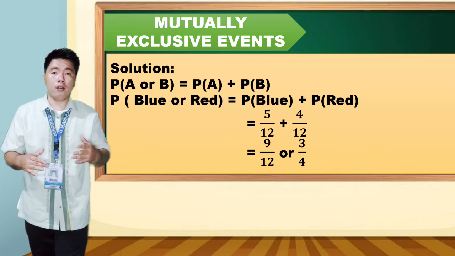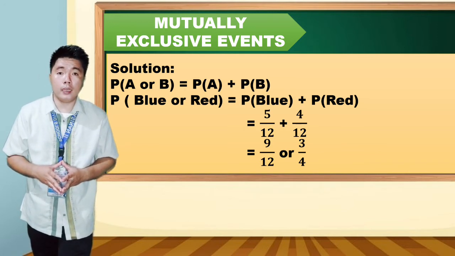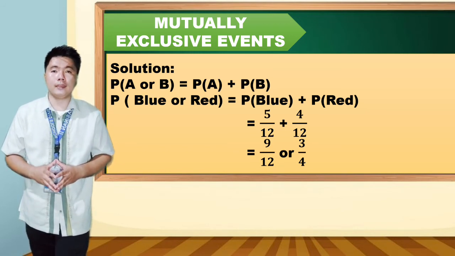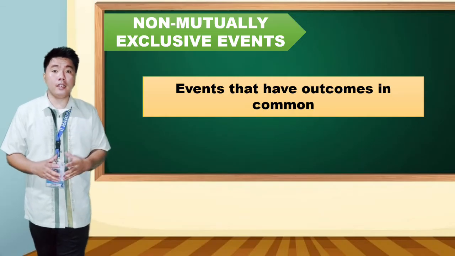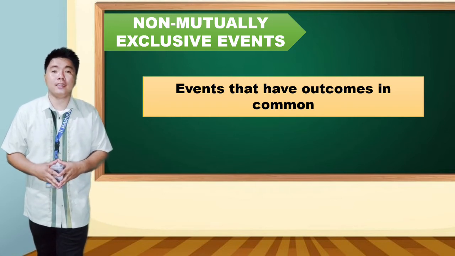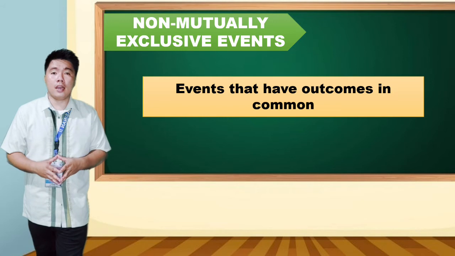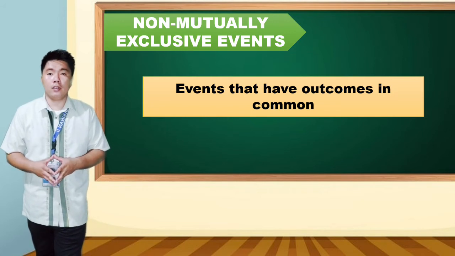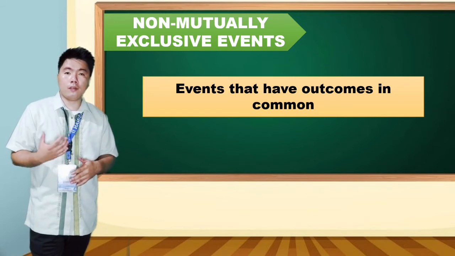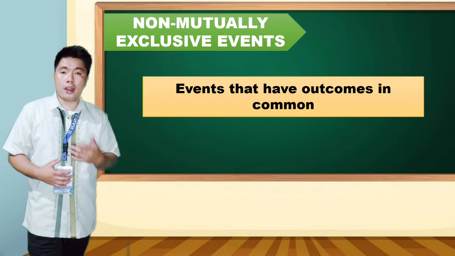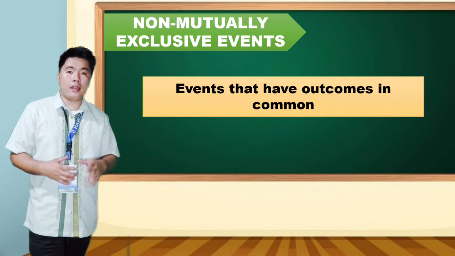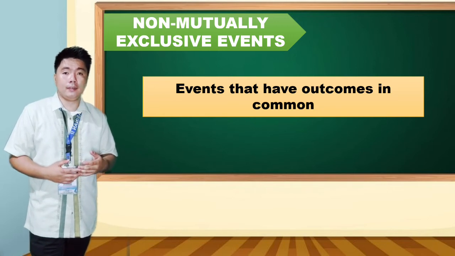And that's all for the examples on the probability of mutually exclusive events. Okay, let's proceed with non-mutually exclusive events, or mutually inclusive events. These are events that have outcomes in common, or common elements. For example, drawing a card from a standard deck that is a heart and at the same time red. They have in common a red, at the same time it is a heart.